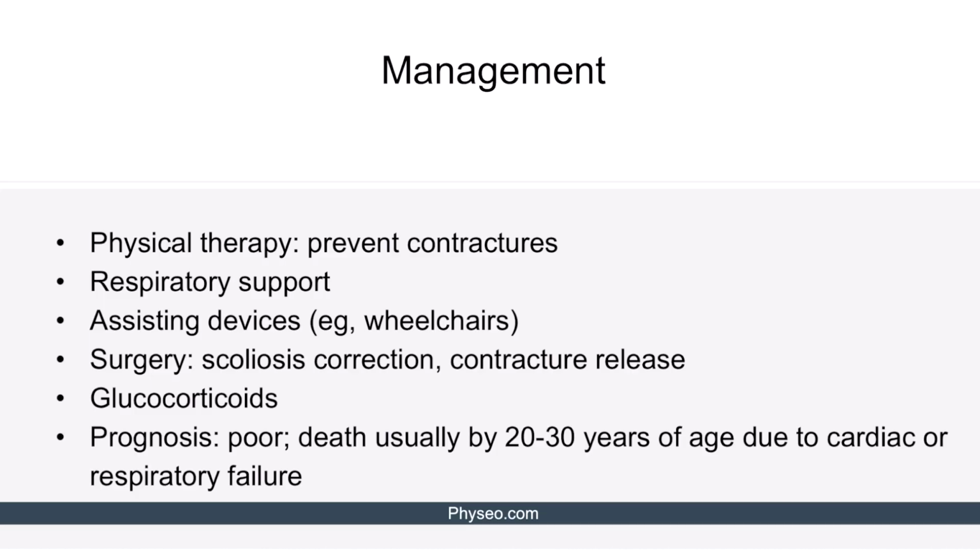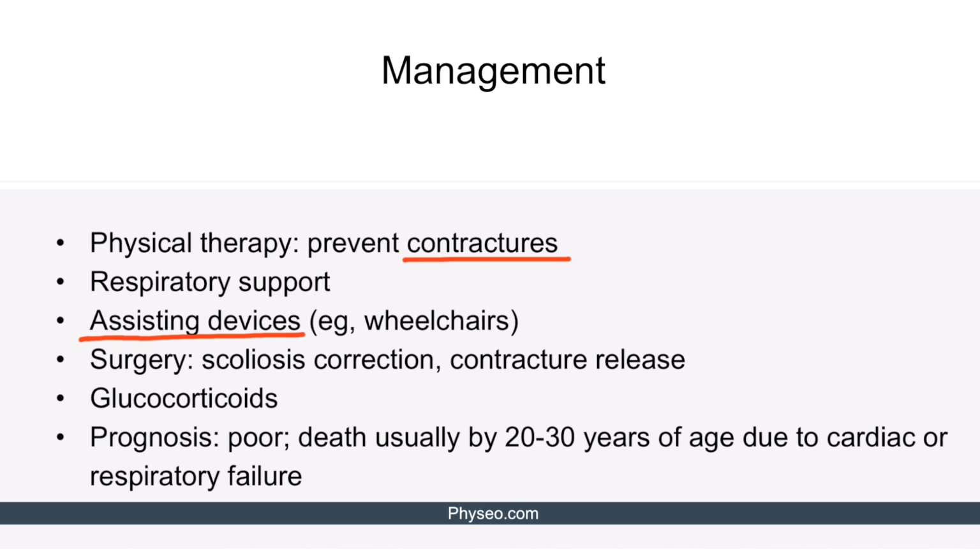Management is mainly supportive. Physical therapy can help improve ambulation as well as prevent contractures. Respiratory support, such as mechanical ventilation, can be used in patients with respiratory muscle involvement. Patients typically need assisting devices such as wheelchairs to help them ambulate.